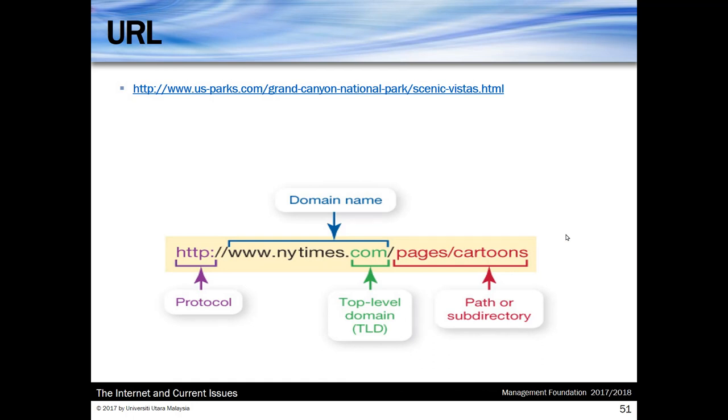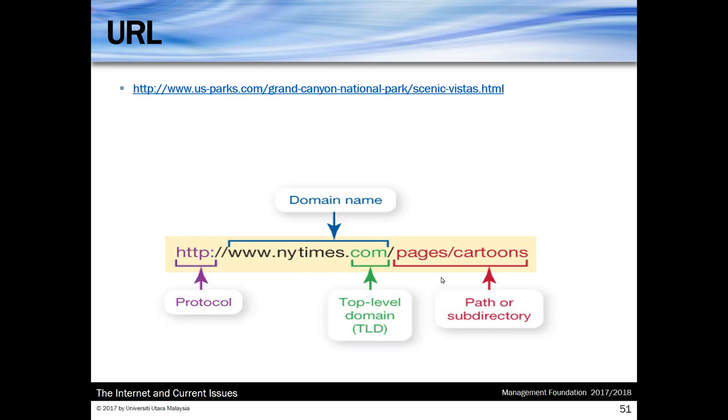We can see in this example, the first part is the protocol, HTTP, followed by a colon, two forward slashes, and then the domain name www.nytimes.com, or www.us-parks.com. So .com is the top level domain. This is from the previous slide. What does .com stand for? This is used for commercial only.